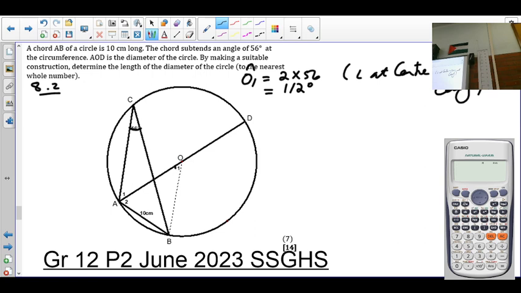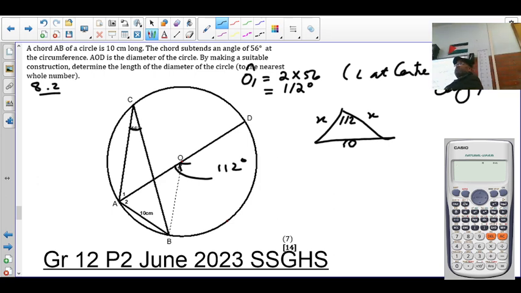So this is 112 degrees. So we have a triangle looking like this now. We had 112. OB is what you want to calculate. And we have the length of 10. So which rule do you think we're going to use here? There has to be the cos rule.